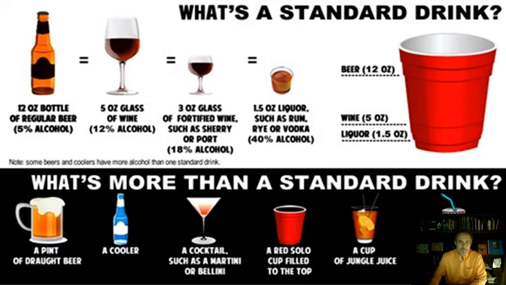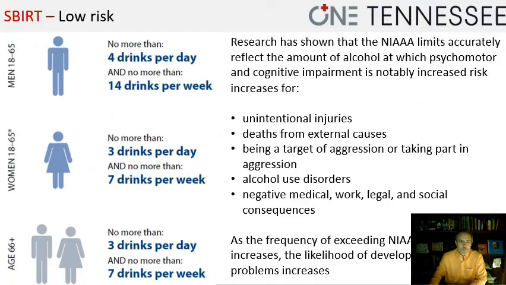So in evaluating risk, for men aged 18 to 65, that's going to be 4 drinks per day and no more than 14 drinks per week to fall into that low risk category. For women and older adults, that's going to be 3 drinks per day and no more than 7 drinks in a week.